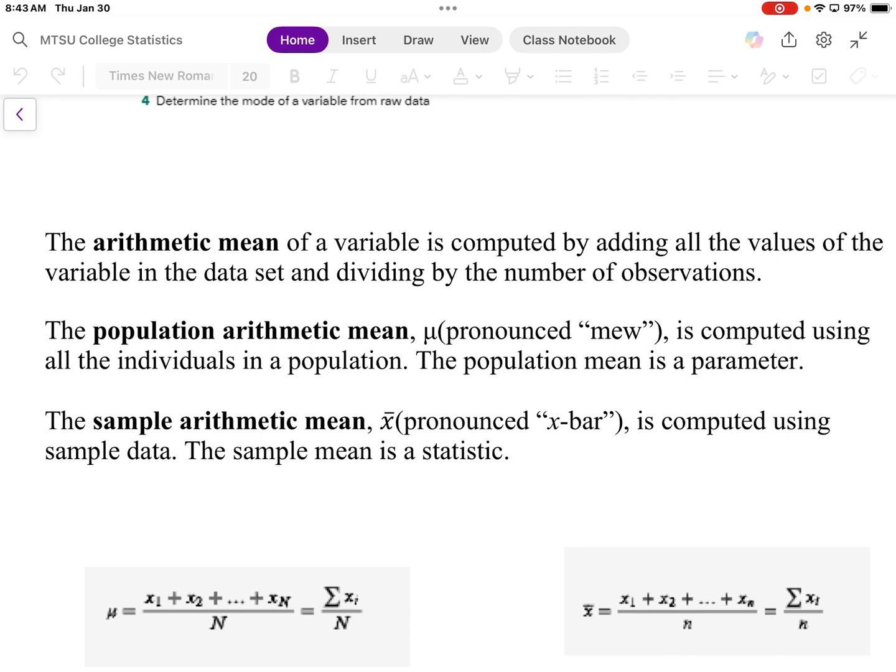So that's typically what we've taught you all the way through, from late elementary school up. We said, hey, let's find the mean of this data. So you just add it up and divide it. Now we're going to be a little bit more specific about things. We're going to be asking about, hey, there's a population mean and there's a sample mean.